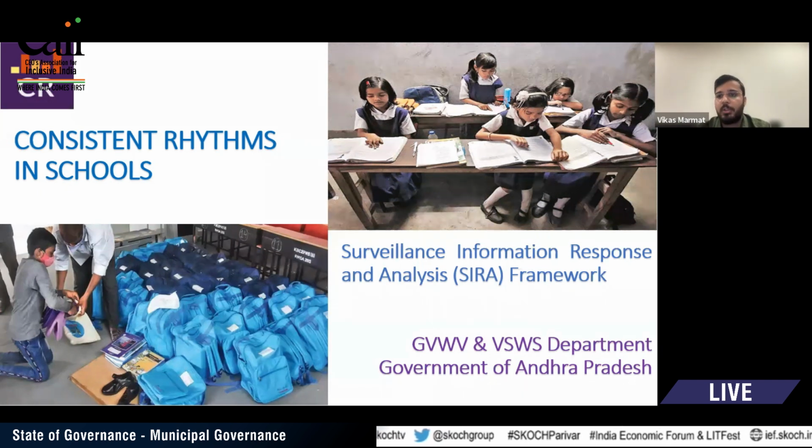On a similar note, we constructed 15,000 such secretariats across Andhra. For every 2,000 population in rural areas and for every 4,000 population in urban areas, we got constructed a secretariat which had 10 functionaries from various departments, and all these functionaries belong to the government only.